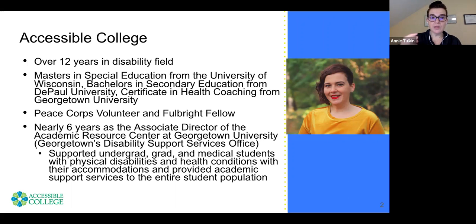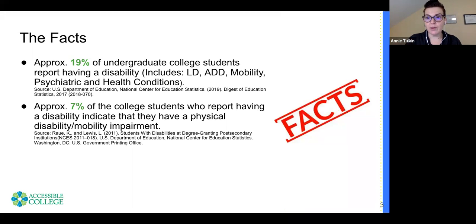And I am using the term disability here in this presentation, and I'm using that language because that's the language of the Americans with Disabilities Act, the ADA, which is the law that guides the college accommodations process. And so why don't we dive into some facts around disability in the college setting?